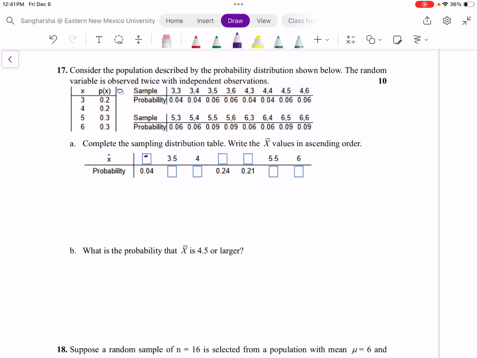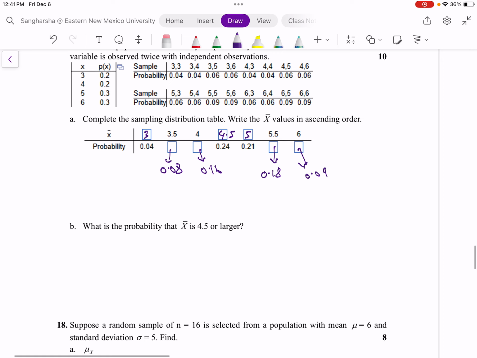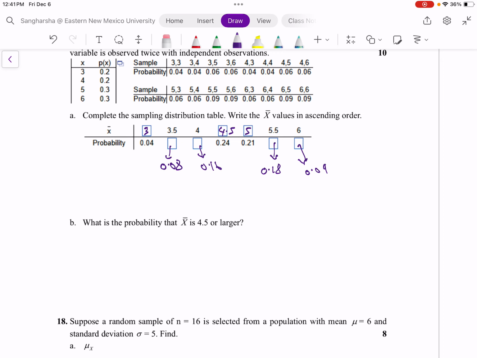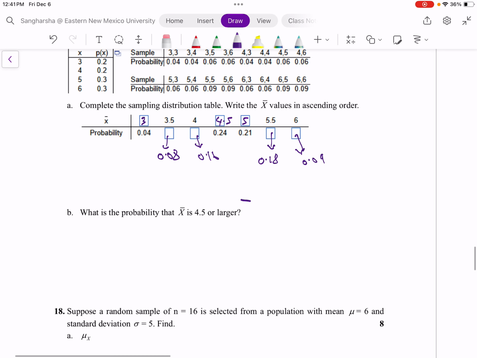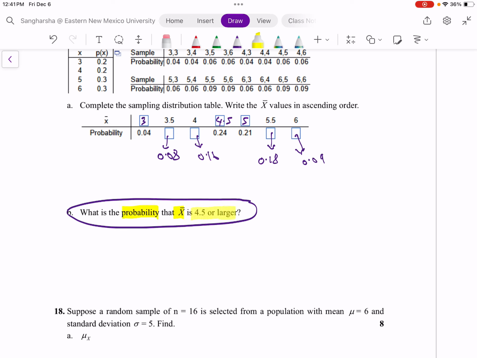So this is 3, right? So this is 3, 4, 4.5, is it 5? Now what is this? So this is 0.08, and this one 0.16, this one 0.18, and this is 0.09. Okay, now don't worry about this one, but you should be able to solve this type of example. Like here, we are asked to find the probability that x bar is 4.5 or larger.